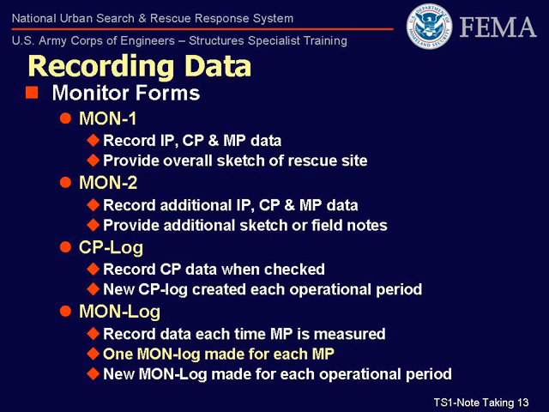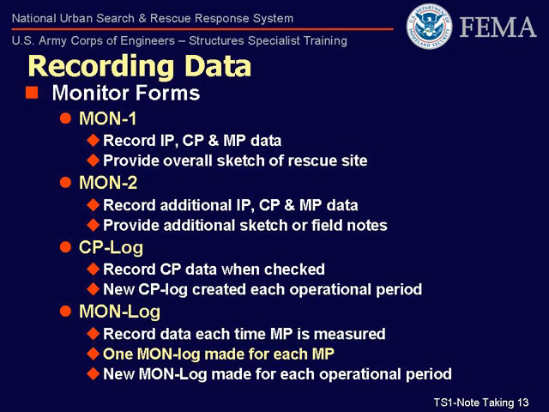Mon 2, which is used to record additional instrument point, control point, and monitor point data, and provides space for additional notes or sketches. CP log, which is used to record control point data when the control points are checked or the coordinate grid system is validated. A new CP log will be created for each operational period. Mon log, which is used to record monitor point data each time the monitoring points are measured.